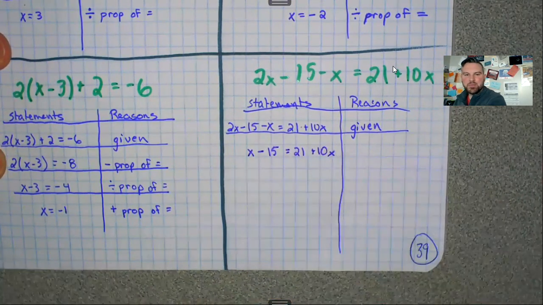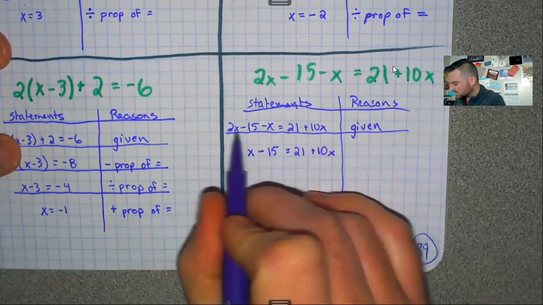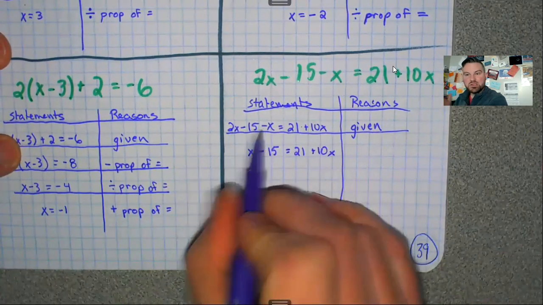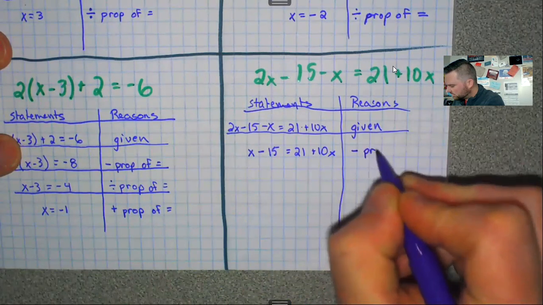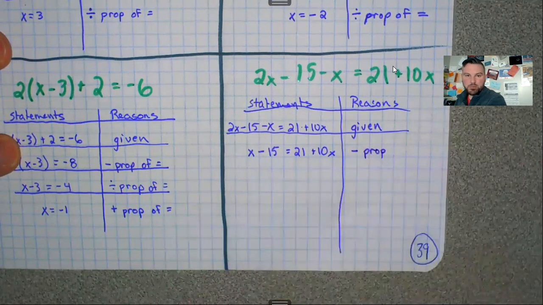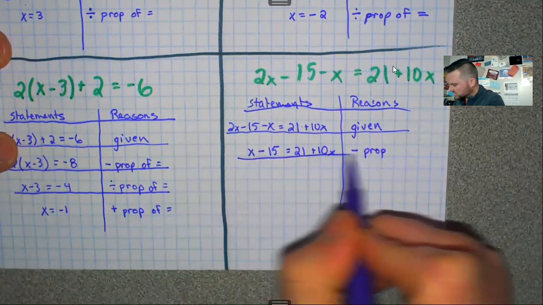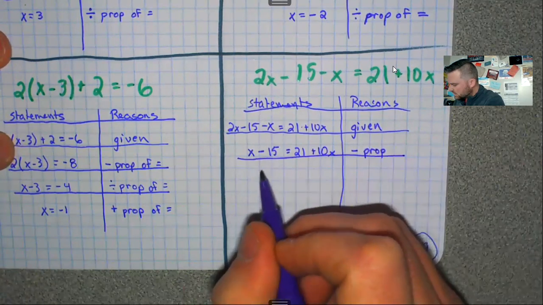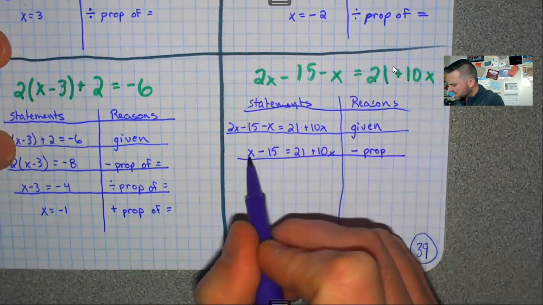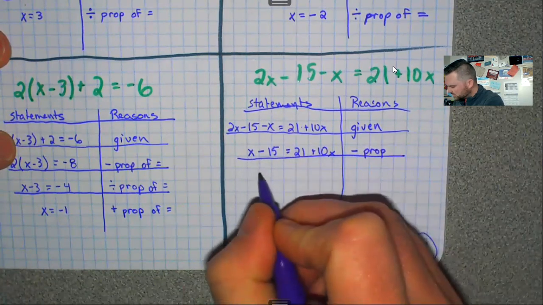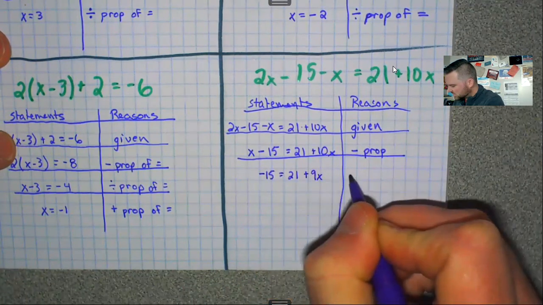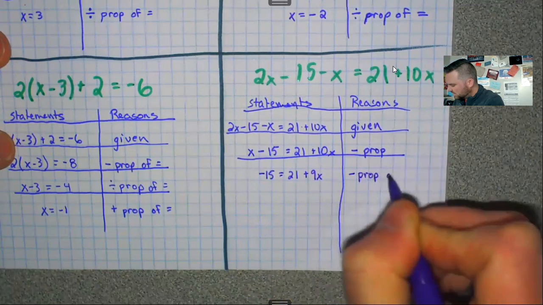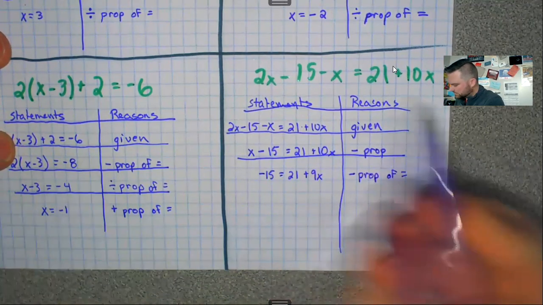Now, because I subtracted, okay, we actually subtract, it's 2x - x. We subtracted on the same side. This would be the subtraction property. Okay, not property of equality because I didn't do it on both sides of the equation. I only did it on one side. So that's the difference there. All right, the next thing I'm going to do is I'm going to subtract x from both sides. So I have -15 = 21 + 9x. That is the subtraction property of equality because I did it on both sides of the equation.